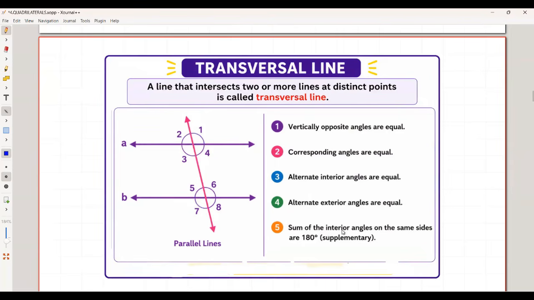Next one, the sum of the interior angles on the same side is 180 degrees. That means angle 3 plus angle 5 is equal to 180 degrees. So if you add angle 3 plus 5, you will get 180 degrees. The sum of two interior angles on the same side is equal to 180 degrees. The same as 4 plus 6 is equal to 180 degrees.